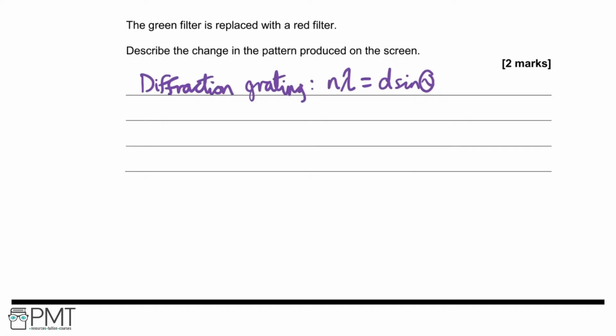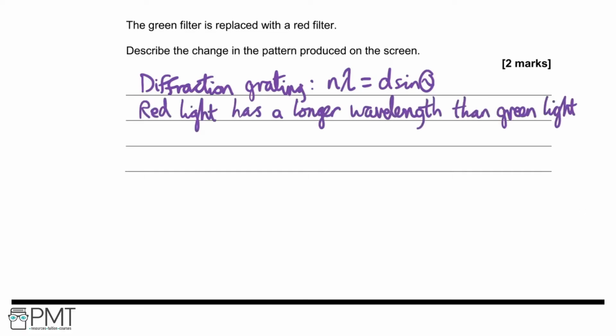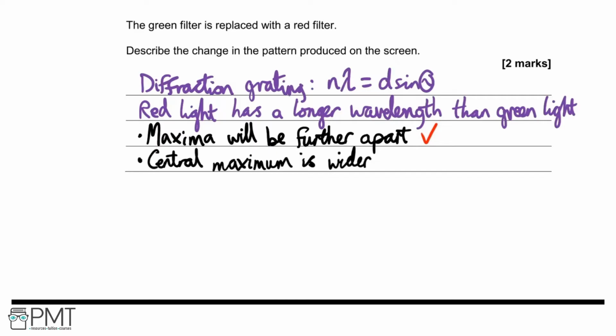So red light actually has a longer wavelength than green light. So what that actually tells us is that a larger wavelength will give us a larger value of sine theta because we're keeping n and d the same. So the maxima will be further apart, and that's our first mark. The second point to make is about that central maximum. It's actually going to be wider in the same way that the maxima become further apart. You're actually stretching the maximum itself in the middle. And then that's your second mark.